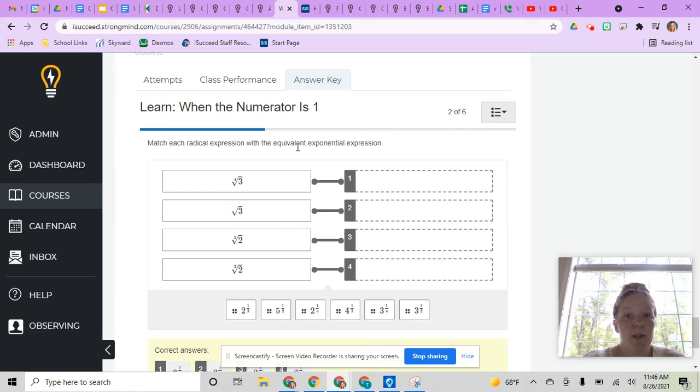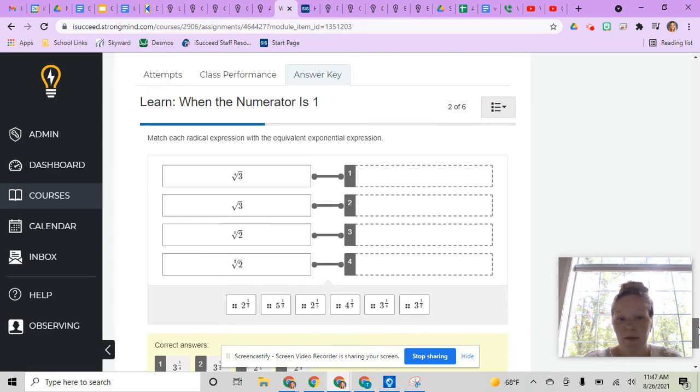Okay, this next one is matching. Match each radical expression with the equivalent exponential expression. The fourth root of 3: the fourth root is going to become the fractional exponent 1/4, so we need 3 to the 1/4, and that's this one. You would drag it up there. I can't do it because I'm not on that screen. The square root of 3: the square root becomes the fractional exponent 1/2, so we look for 3 to the 1/2. There it is. The fifth root of 2 is 2 to the 1/5 power. And the cube root of 2 is 2 to the 1/3 power, so we drag that over there. That one I feel wasn't that bad. Hopefully you felt good about it.